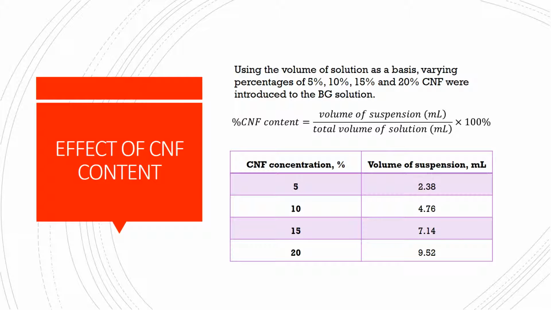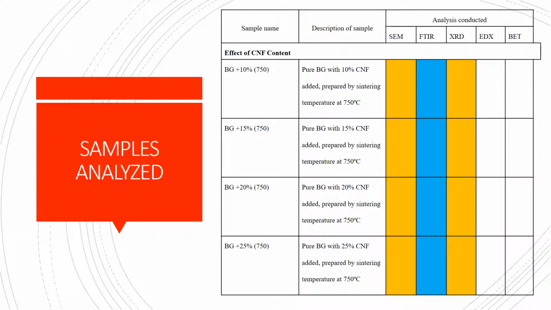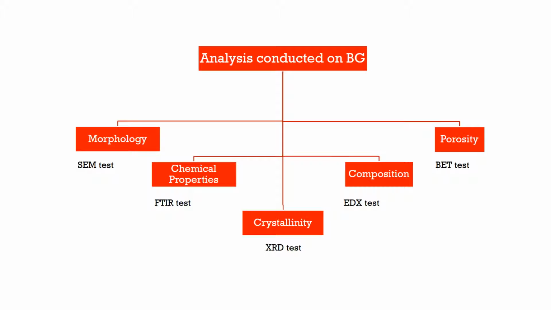As for the next parameter, which is the CNF content in the bioactive glass, using the formula as shown, the CNF concentration were varied according to the volume of the suspension. The samples prepared were bioactive glass with CNF content of 10 to 25% of CNF. The analyses that were conducted on the bioactive glass were morphology analysis, chemical properties analysis, crystallinity analysis, composition analysis, and porosity analysis.